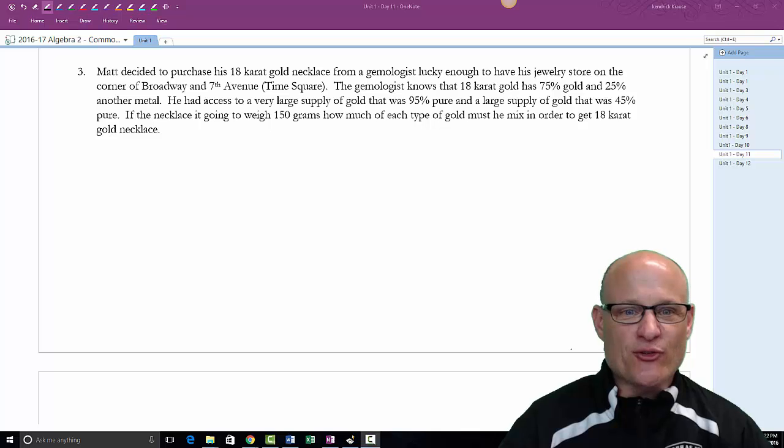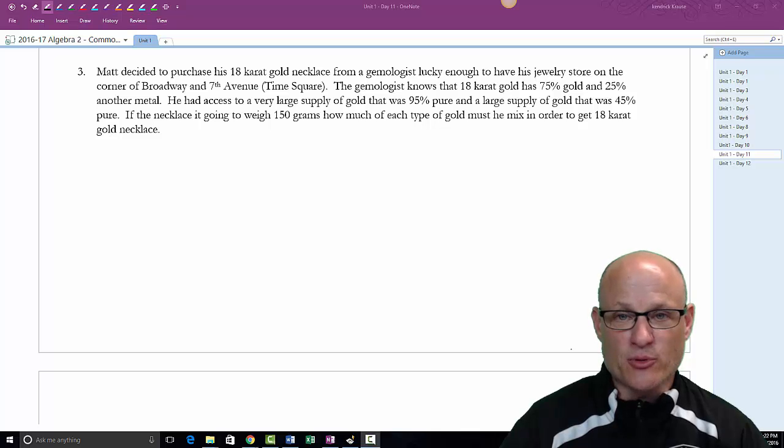He had access to a large supply of gold that was 95% pure and a large supply of gold that was 45% pure. If the necklace is going to weigh 150 grams, how much of each type of gold must he mix in order to get an 18-karat gold necklace?